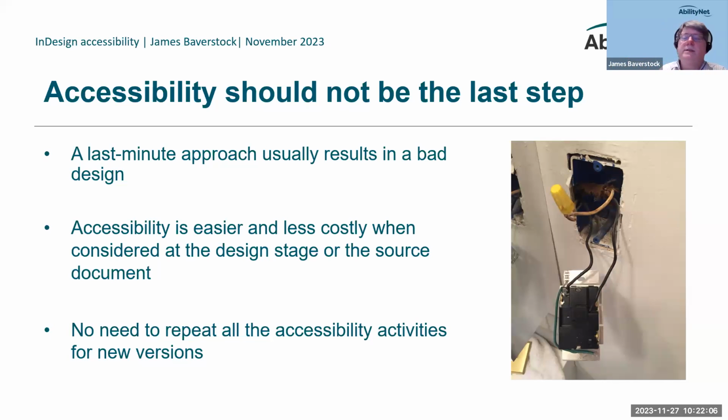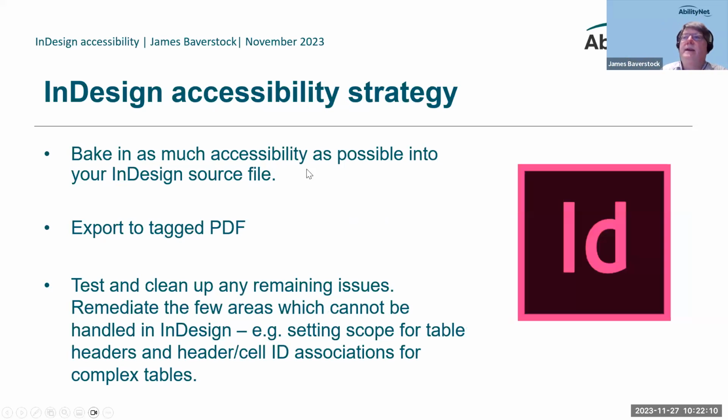So really, you want to try to do as much fixing as possible in terms of accessibility, bake in as much of it as possible using the techniques we're going to show today into your InDesign source file. You then want to export to a tagged PDF file. As we mentioned, a tagged PDF file has all those invisible labels that will tell people what are headings, what are links, what are tables, etc. And we'll show how we can get those into the InDesign document as we go through today.